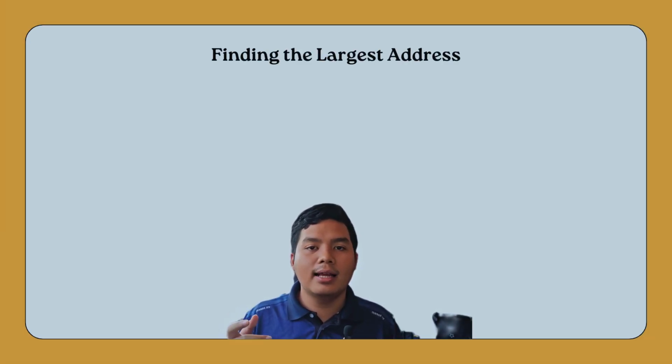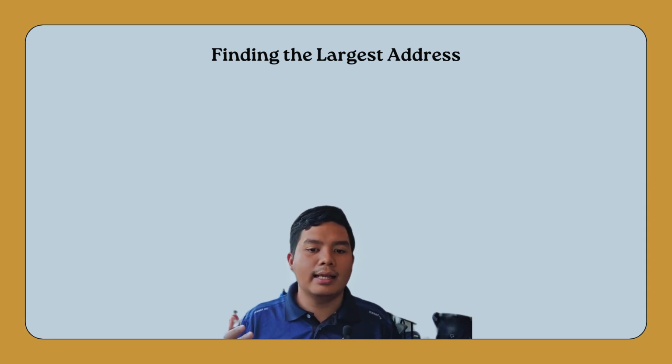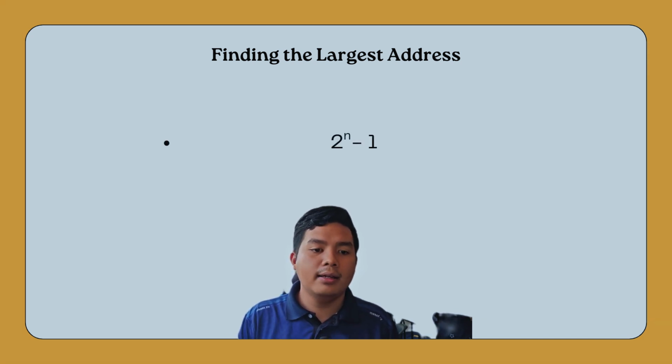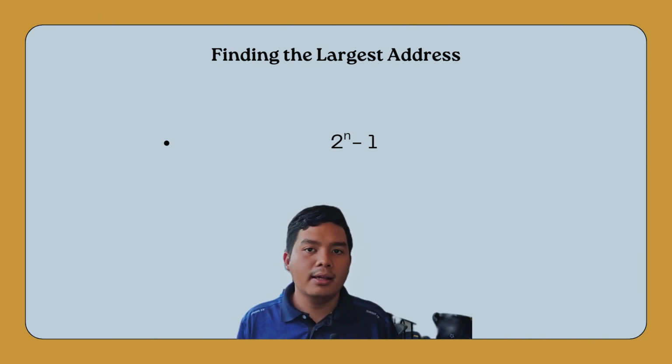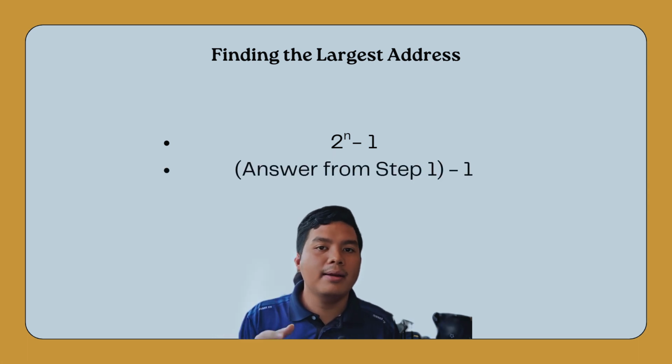And the last step will be finding the largest address. Finally, we will determine the largest address that the system can access. Since memory addressing starts from 0, the largest address is calculated using 2 power of n minus 1. Or, to be more simplified, we can just use the calculation from step 1 and minus it with 1.